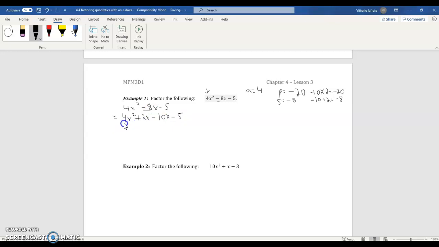The first group is the 4x squared and the 2x, and the second group is the minus 10x minus 5. And they'll all have their own common factors, which I can take out in order to help me with the factoring here. So the 4x squared plus 2x, a good common factor there would be the 2x. And so if I take 2x out, that results in 2x plus 1.